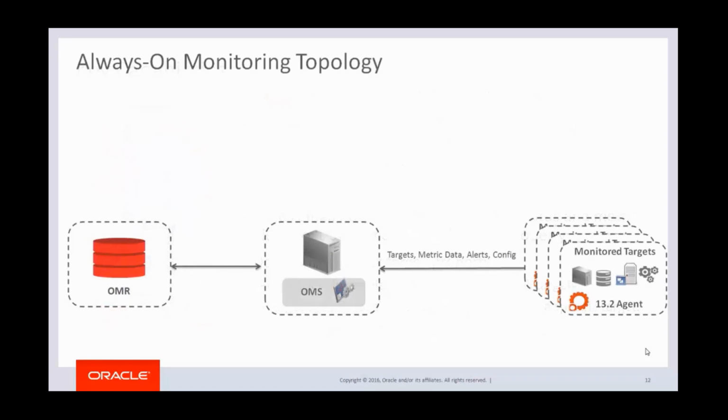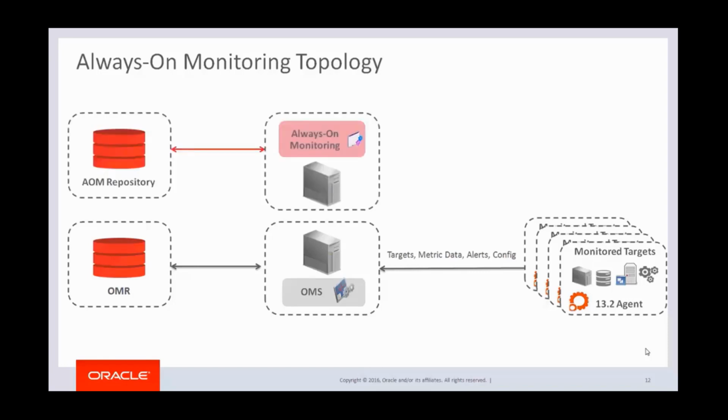So let's take a look at the architecture. The diagram on this slide shows how AOM works. In a traditional Enterprise Manager environment, once again you have OMS, OMR, and agent. The agent monitors targets, collects information, and sends that information back to OMS. OMS processes the data received, then writes to OMR or reads information from OMR. Over here, we have AOM and the AOM repository. AOM talks to the AOM repository just like OMS does to OMR.